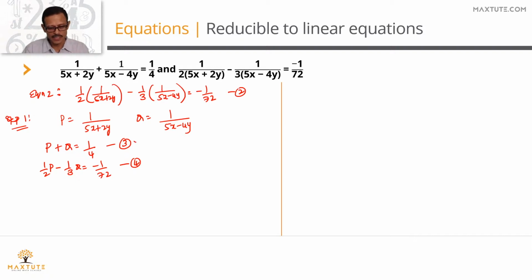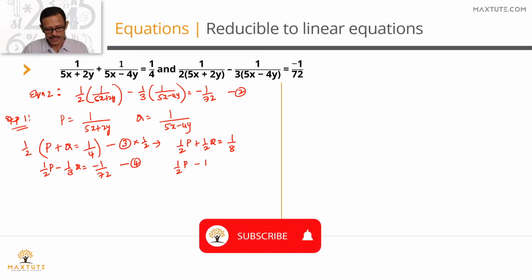What we'll do is we'll multiply equation 3 with a half so that the coefficients of p in both these equations are the same. So let's do that. Let's multiply this entire equation with a half. So what does equation 3 become? Equation 3 times half will actually be half p plus half q is equal to half into 1 by 4, which is equal to 1 by 8. So this is equation 3 into half. Equation 4, let's write it as it is. So the coefficient of p in both these equations are the same now. Minus 1 by 3q is equal to minus 1 by 72.